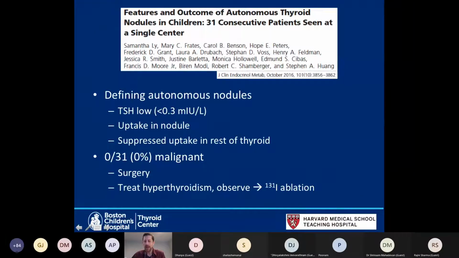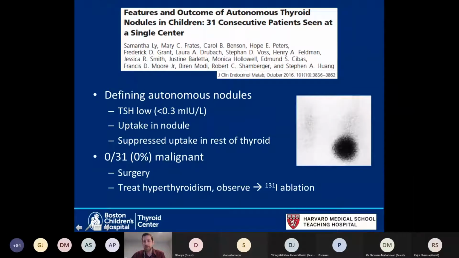And the suppression of uptake in the rest of the thyroid is critical, because if you do not see that, you may be dealing with a patient who has diffuse autonomy, in other words, Graves' disease, and also happens to have a nodule. And that is a very different situation. That's Graves' disease with a nodule, in which the risk of malignancy may be somewhat higher, as opposed to a classical autonomous nodule, in which the risk of malignancy, again, I think is very low, not zero, but low.